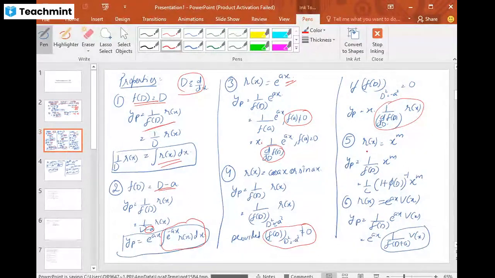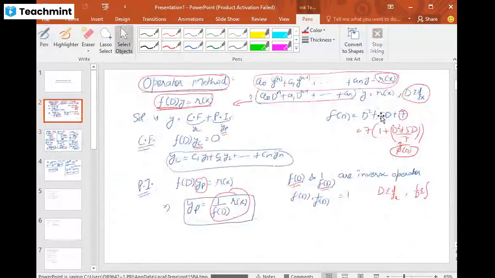Next property is if your function is an algebraic function like x power m. What can we do? We simply take the constant term outside from this polynomial function so that we can express our function as 1 plus phi(D). Suppose that our function is D square plus 5D plus 7. If I take this constant term 7 outside, we are left with 1 plus (D square plus 5D) by 7, and we name this as phi(D).